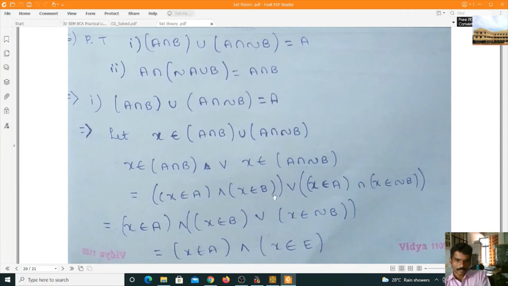Okay, next, here also the intersection rule applies: X belongs to A and X belongs to not B.